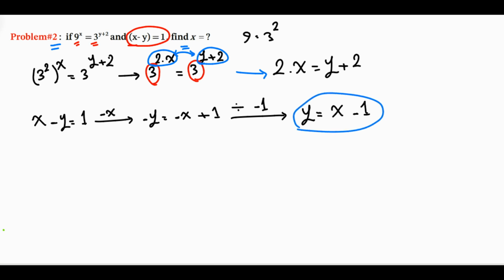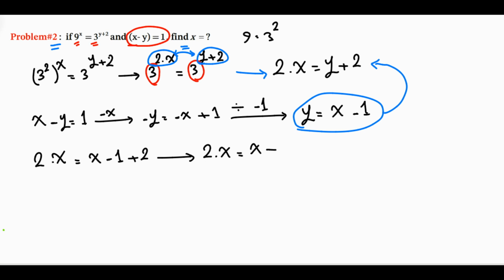Now let's plug that into our exponent equation. Then we can write 2 times x equals x minus 1 plus 2. Then 2 times x equals x plus 1. Subtract x from both sides. Then x equals 1. And since y equals x minus 1, when x equals 1, then y equals 1 minus 1, 0.